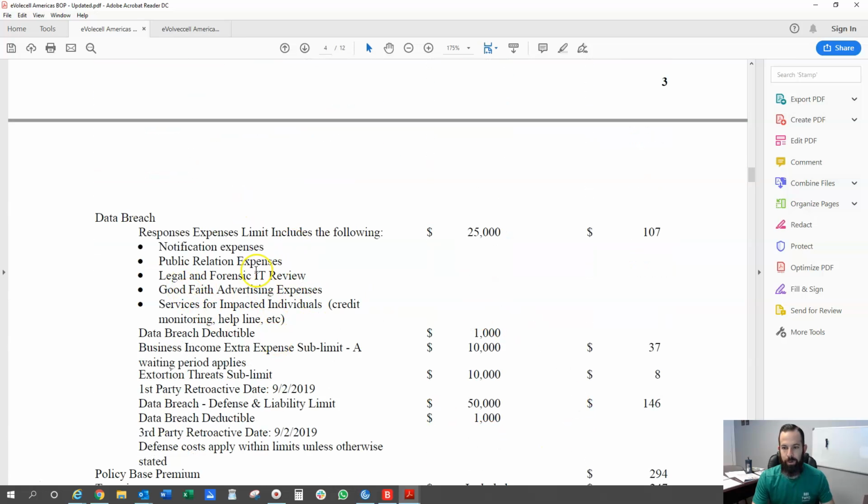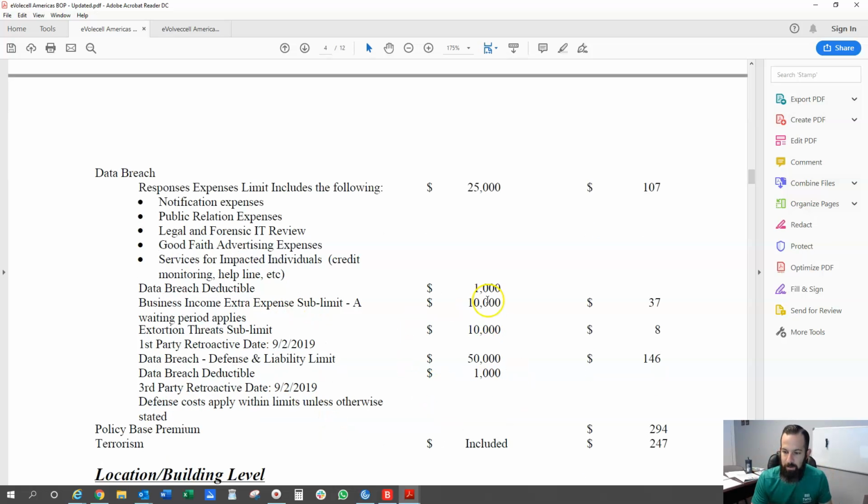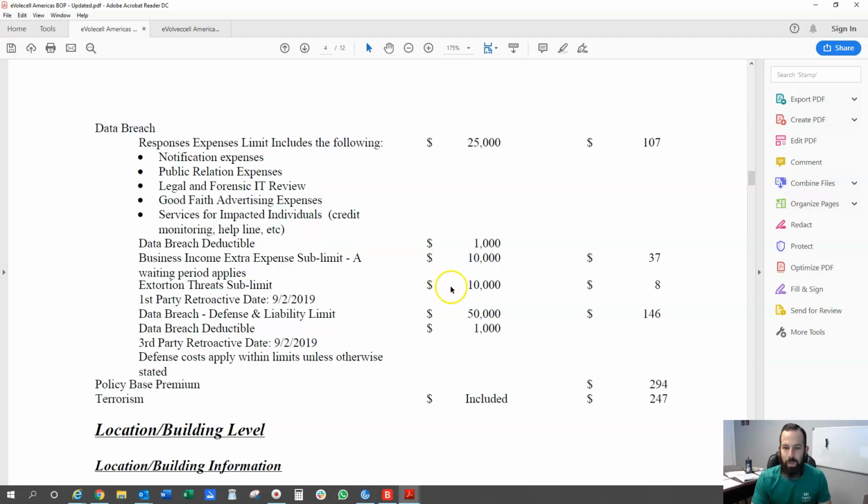We also have data breach coverage, also at our minimum amount of about $20,000 for the response expense limit, and then $50,000 for defense and liability limit. So not a whole lot of coverage, but it's already built in and it's minimum. I could increase these if you like.